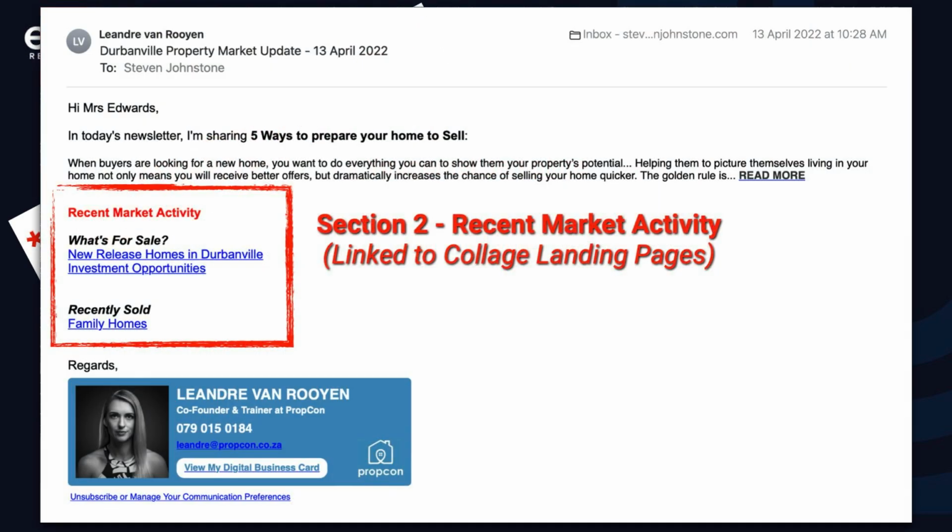So here's an example of someone, Leandre van Rooyen. You'll see the little body of her email, kind of the covering letter at the top with read more. So she's actually sending her readers to her website to read the item of value. And then she's got another section, which I've labeled section 2 there, which is her recent market activity section with two little subheadings, what's for sale and recently sold.